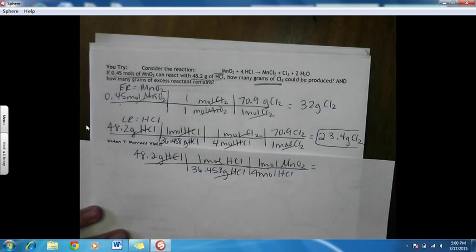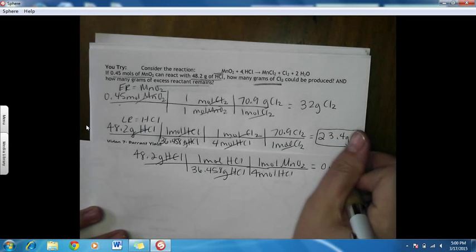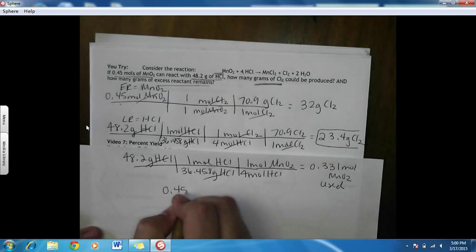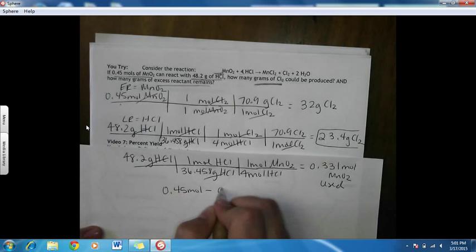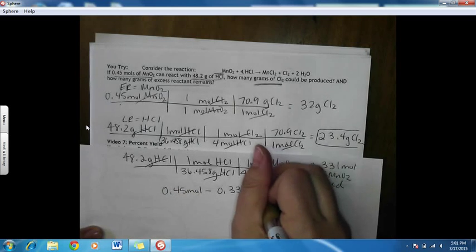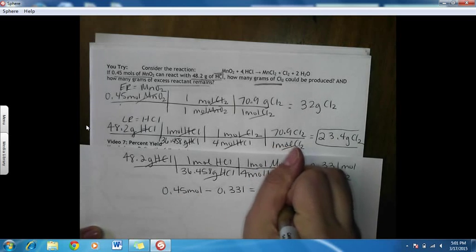Right? And since it was in moles, we're going to stop at moles. So we have 48.2 divided by 36.458 divided by 4. And we get that we would use 0.331 moles of MnO2. So how much remains? Well, we would subtract. So we have 0.45 moles to begin with, and we would subtract the number of moles that are used, and we would get 0.12 moles of MnO2 remaining. Okay?